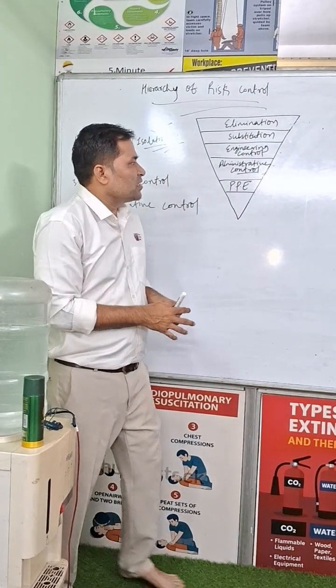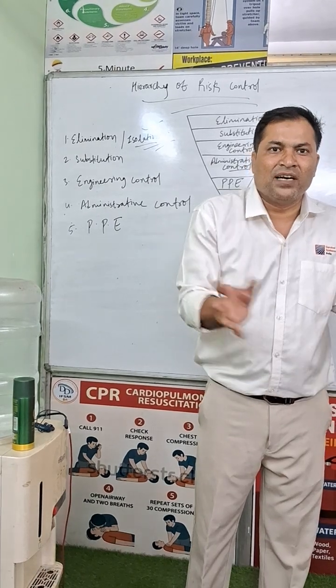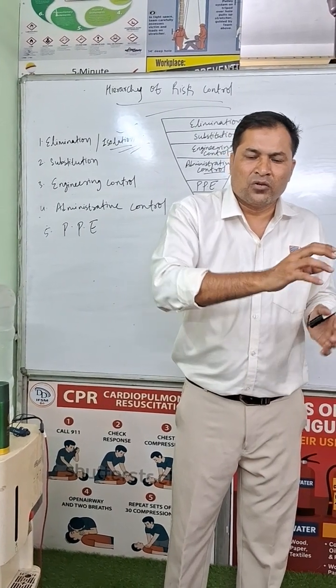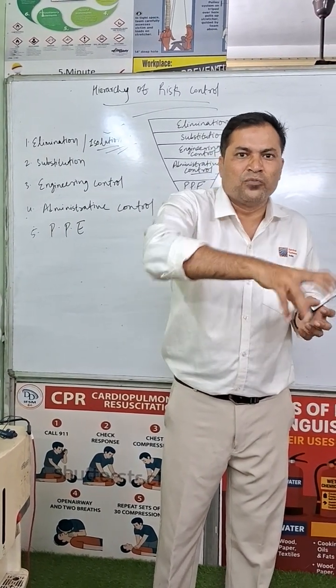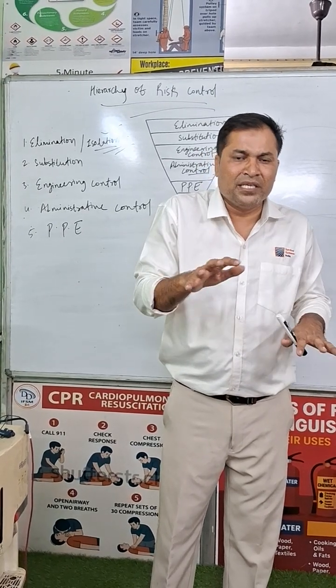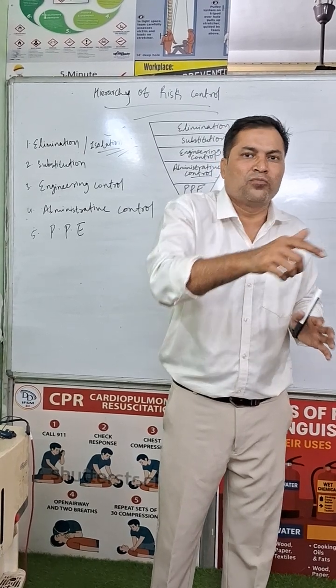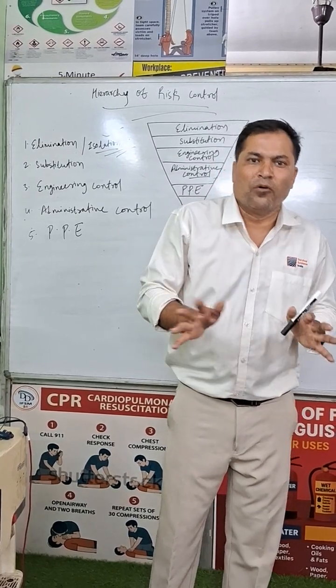Then administrative control. For administrative control, you can put one supervisor over there who will supervise the whole work. The whole work is going on under the control of the supervisor only. So the workers work in a normal way, because there is the supervisor. He will supervise and guide the team in a proper way.